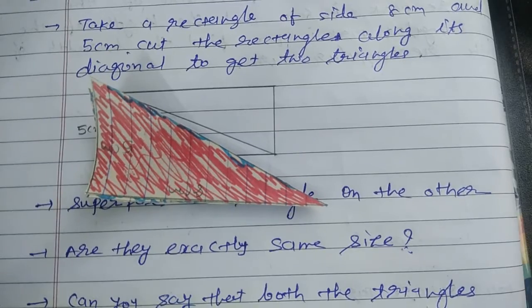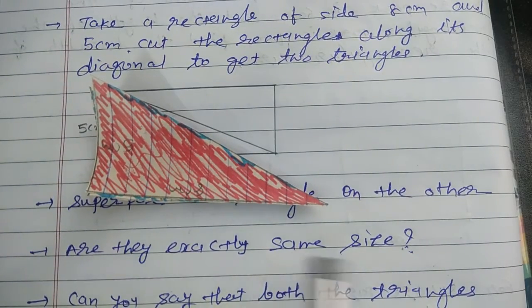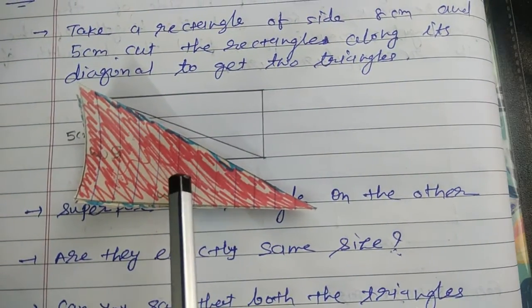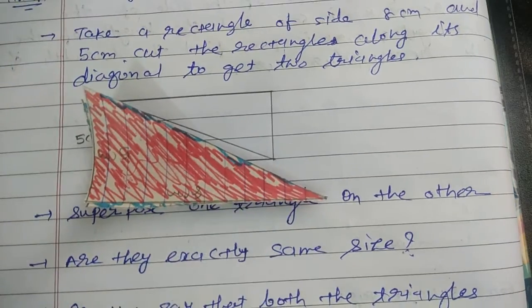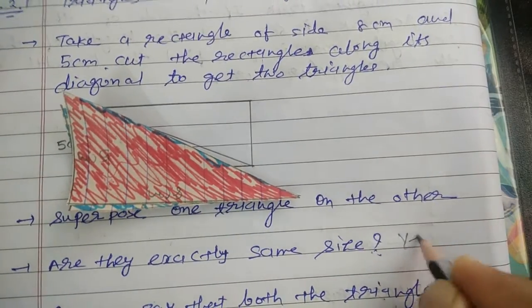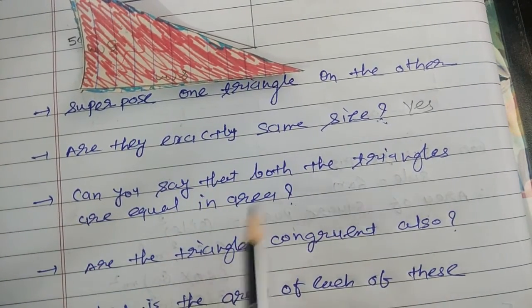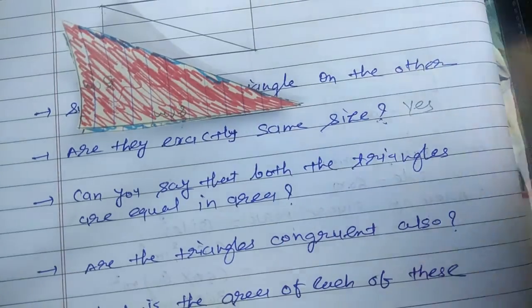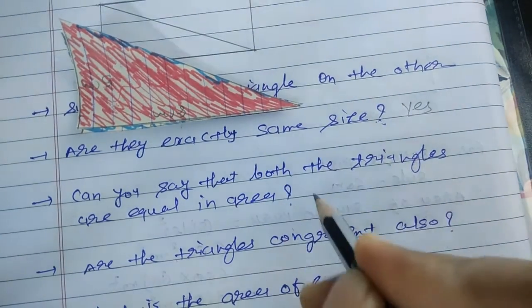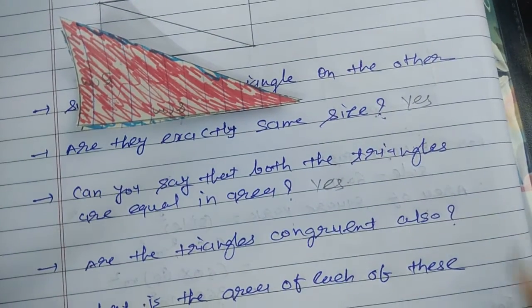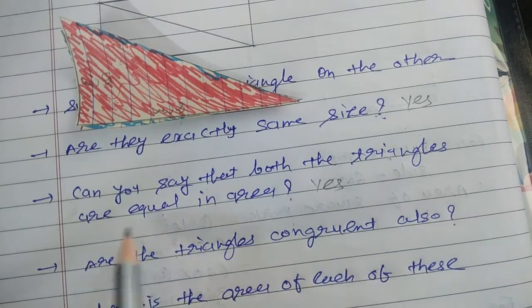Now the question is, are they exactly the same size? We can see that yes, they are exactly the same size. Next question, can you say that both the triangles are equal in area? Of course they enclose equal area because they have the same size. So we can say that yes, both triangles are equal in area.